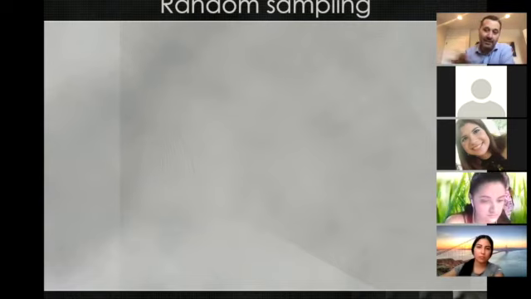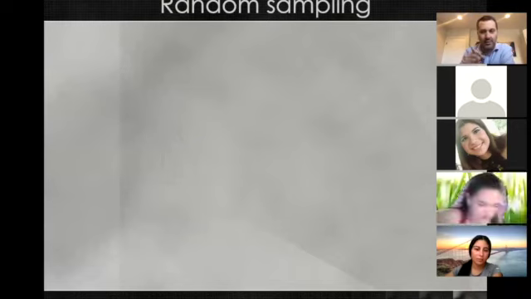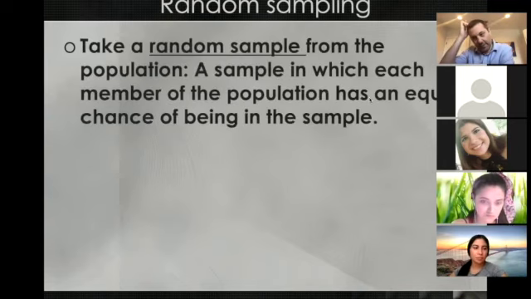Once we have identified our population, there's only one procedure that ensures that we can generalize our findings from our study to the population at large, and that's a process known as random sampling. So let me describe to you what that is and why that matters. Random sampling means that everybody within your population has an equal chance of being in your sample.